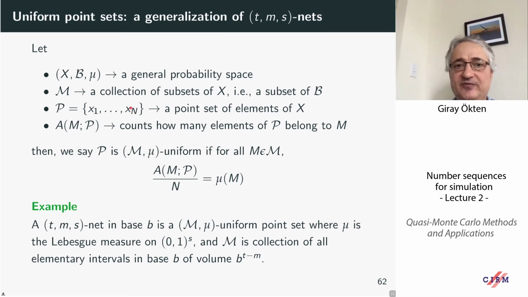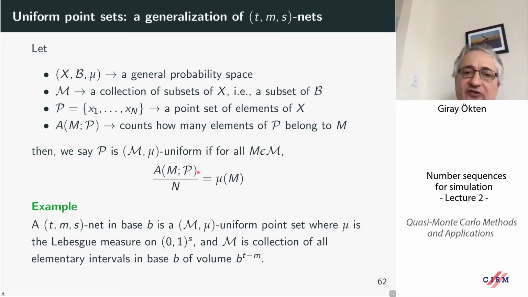So these are like our vectors. And then I have the counting function. The counting function A counts how many elements of P belong to M. Then we say script P, the point set, is M-uniform if for all M in script M this equality holds. This equality.